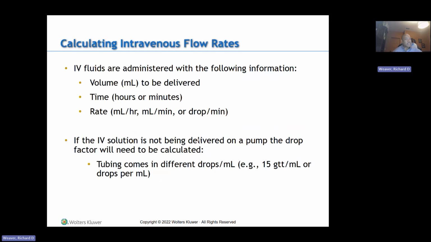Now, if the IV solution is not being delivered on a pump, the drop factor will need to be calculated. Tubing comes in different drops per milliliter, such as 15 drops per milliliter, and you have to use these different numbers in your calculation. So you guys know how to do that. I think we did that with you all in class the other day.